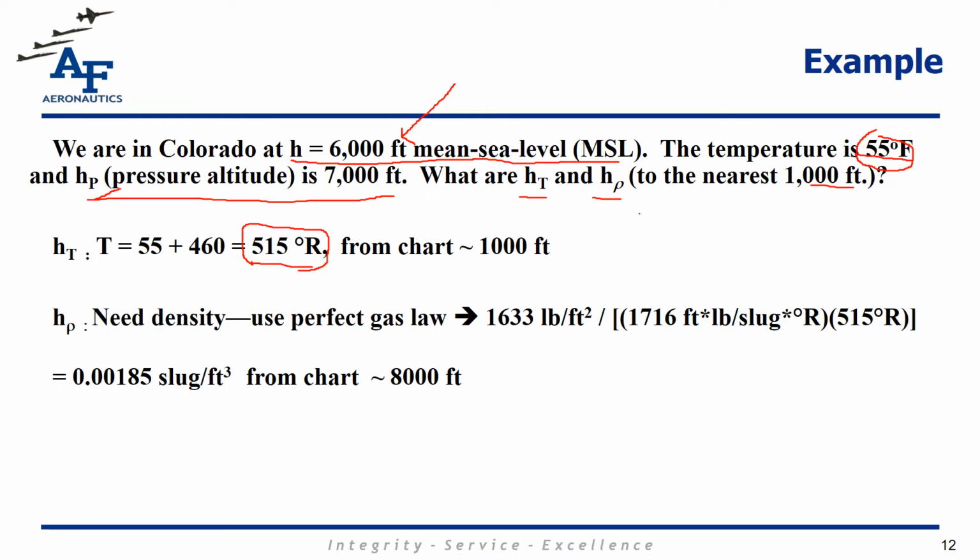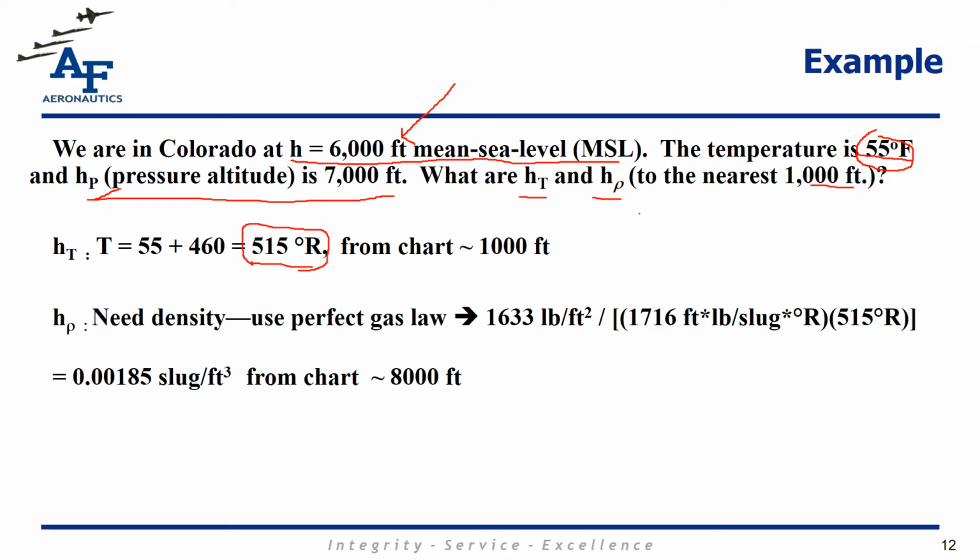515 degrees Rankine. Now, for a non-standard day, which this is, because it doesn't say standard day, you're going to go to the table and look it up. Unfortunately, as I'm giving this little talk here, I don't have my book handy. I'm not well prepared. Here it is. So if I go to 515 degrees Rankine in my table, and you should be doing the same right now with me, 515 Rankine is about 1,000 feet in altitude.